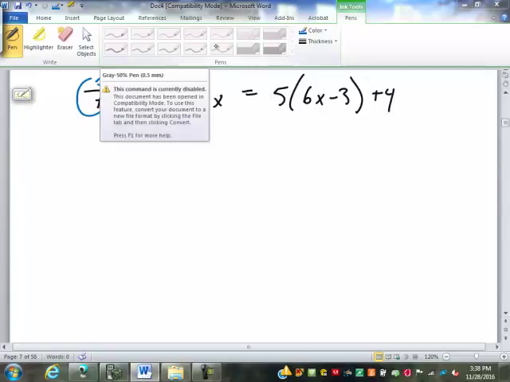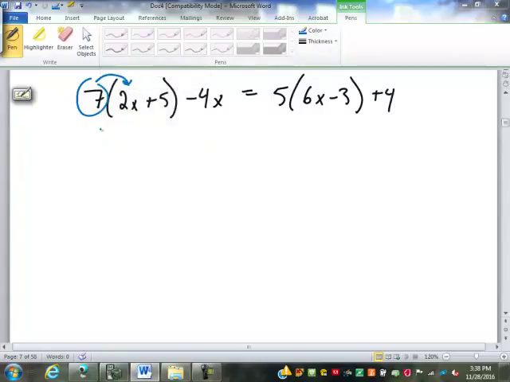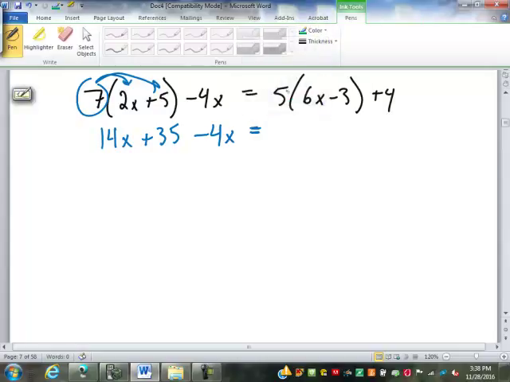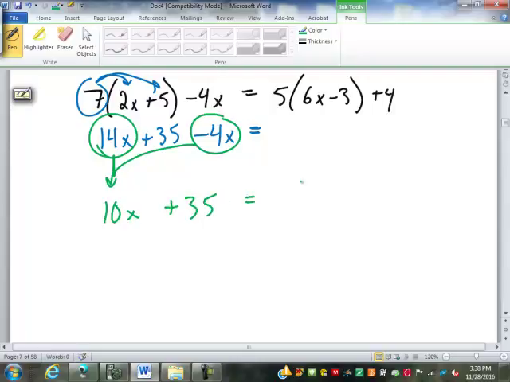7 times 2x gives us 14x. 7 times 5 is positive 35. Now we can't forget the minus 4x here. Now before I go over to the other side, I'm going to combine what I can here. And that is 14x and negative 4x, which makes what? 10x. So I have 10x plus 35 on the left side of the equation.